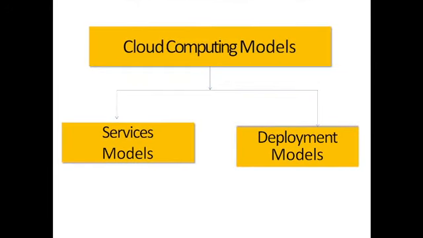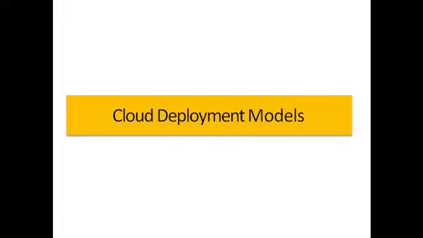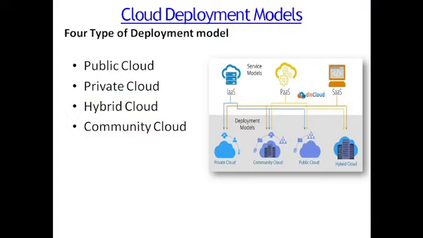Next we are going to see the cloud computing models. Cloud computing models may be classified into two: first is the service model, next is the deployment model. For the cloud deployment model, we have four types. First is public cloud, second is private cloud, third is hybrid cloud, and fourth is community cloud. So these are the four types of deployment model.